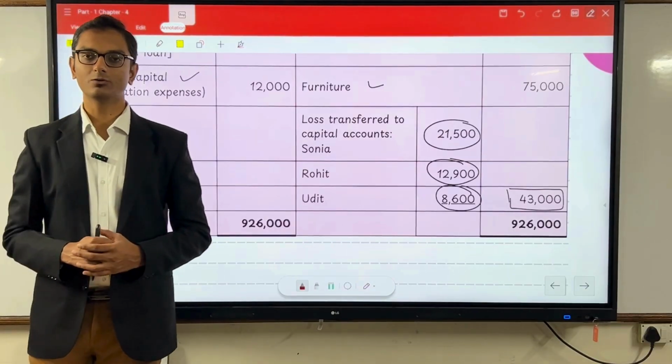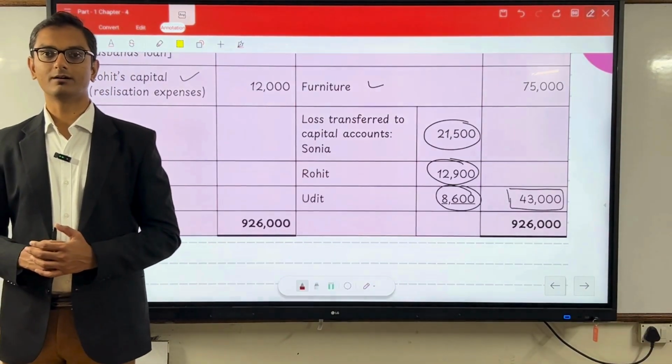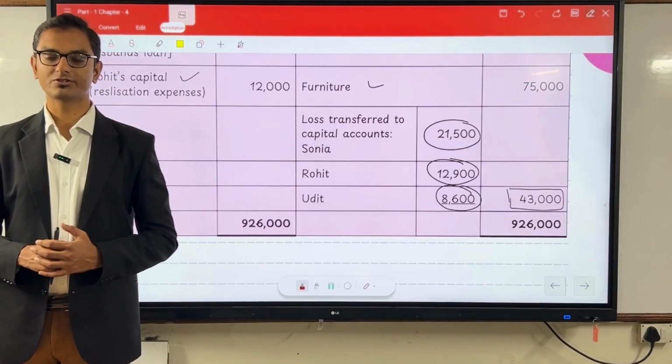So this is the way how to solve step by step the numeric sum of dissolution of partnership firm.